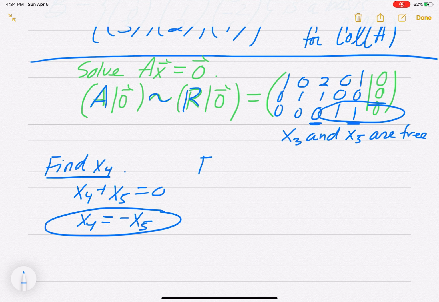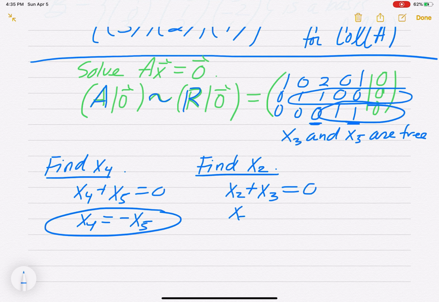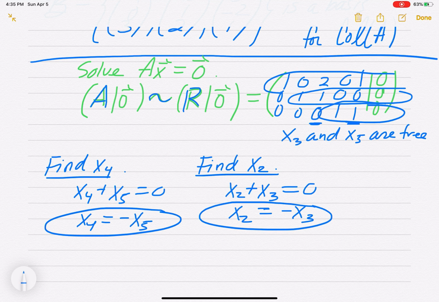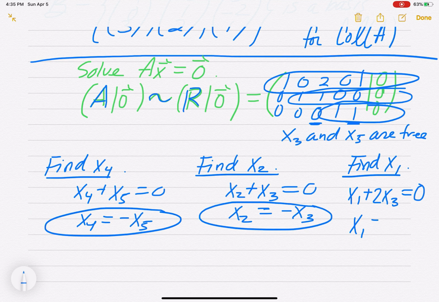All right, let's find x2. Don't need to find x3, it's free. Use the next row for that. I'm going to have what? x2 plus x3 equals 0, so x2 is negative x3. All right, and then I got to find x1. Using the first row, I have what? x1 plus 2x3 equals 0, so x1 is equal to negative 2x3.